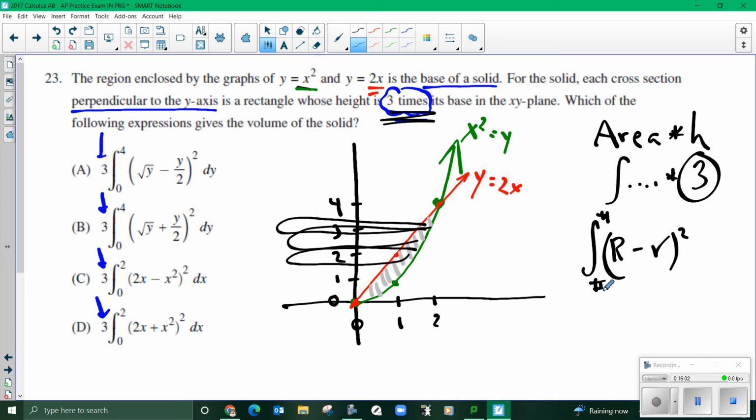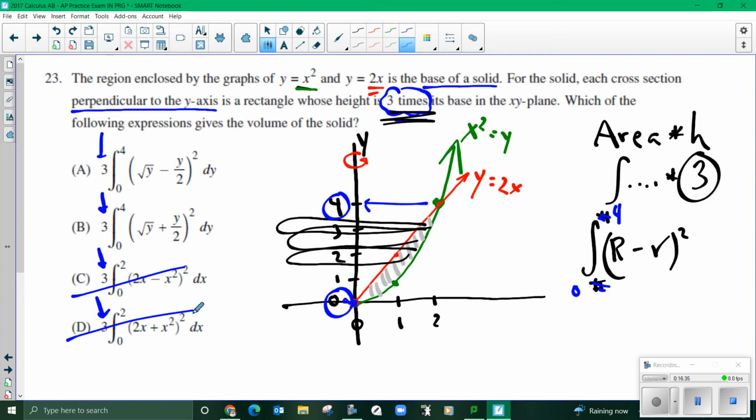Here's the kick. Notice A and B have y variables in there, and C and D have x variables. Since I'm rotating around the y-axis, I want my bounds to be y's, which means I'm going to have an upper bound of 4 and a lower bound of 0. 0 to 4. And they should be y's. So I can't have x's. Both A and B have 4 and 0 as the upper and lower bounds.